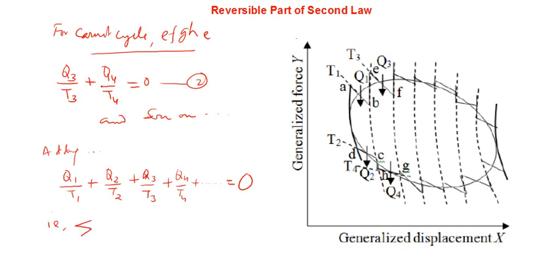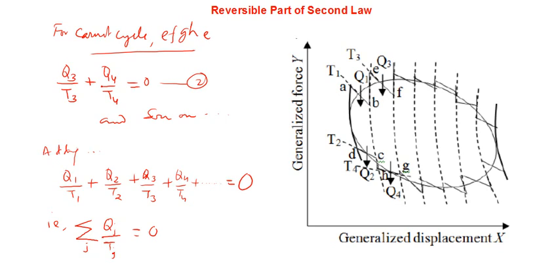Or I can write this in brief, using a summation sign, summation over some j, of Qj divided by the corresponding temperature Tj, equal to 0. Here we have taken Qj as some finite value of heat entering or leaving the cycle or system, and Tj is the corresponding temperature at which the heat transfer occurs, right?